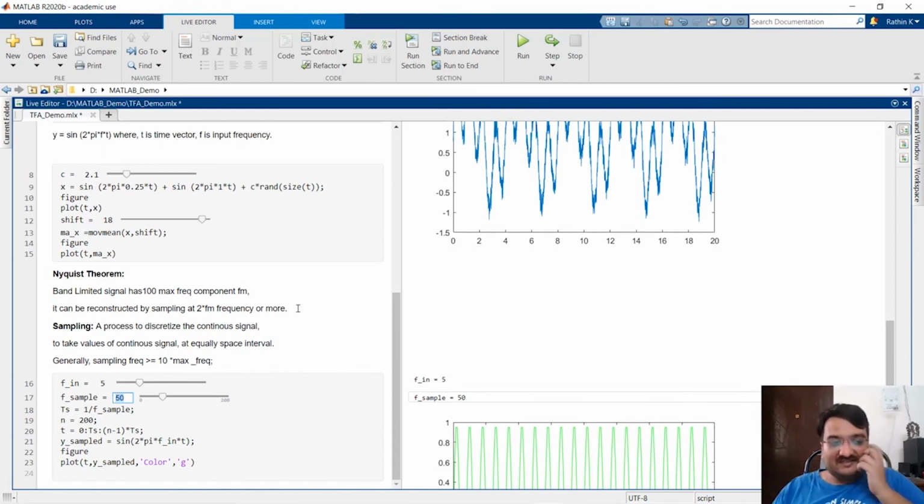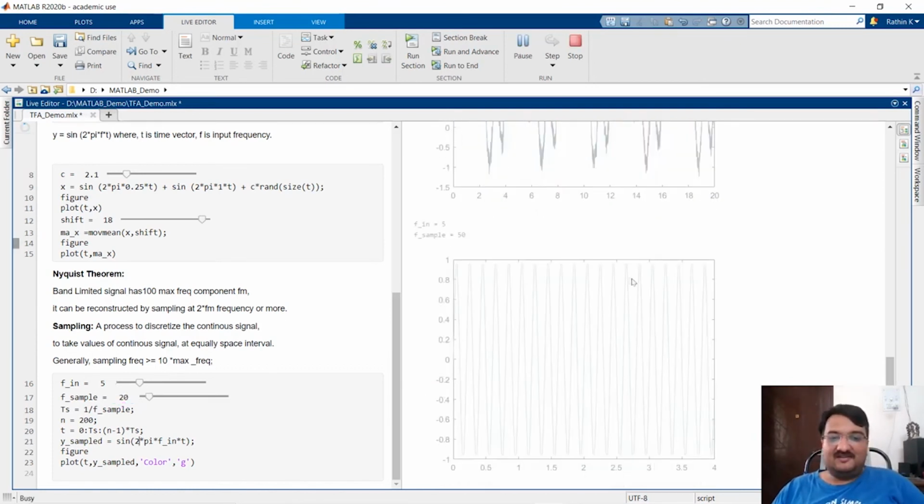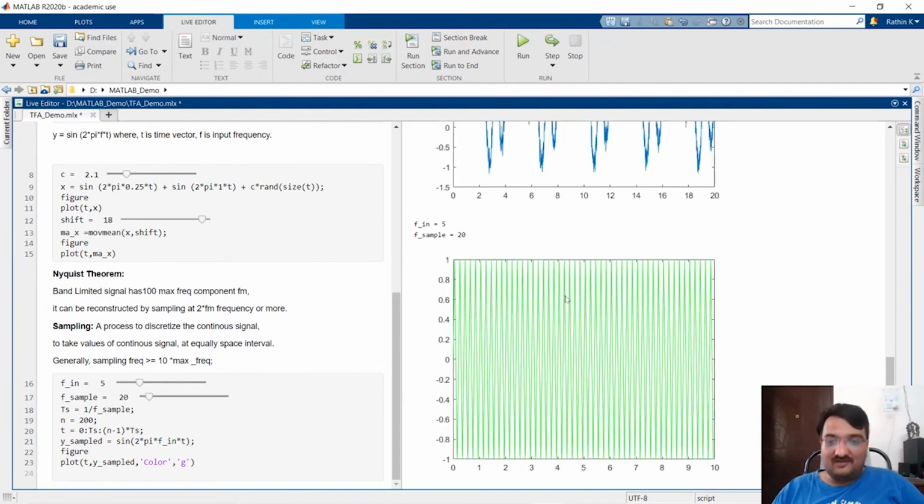What the Nyquist theorem suggests is that above 10 you can reconstruct, as in you can approximate, or you can vaguely get an idea about how your original signal looks. Let's just make it 20, to keep reducing the sampling rate even further.